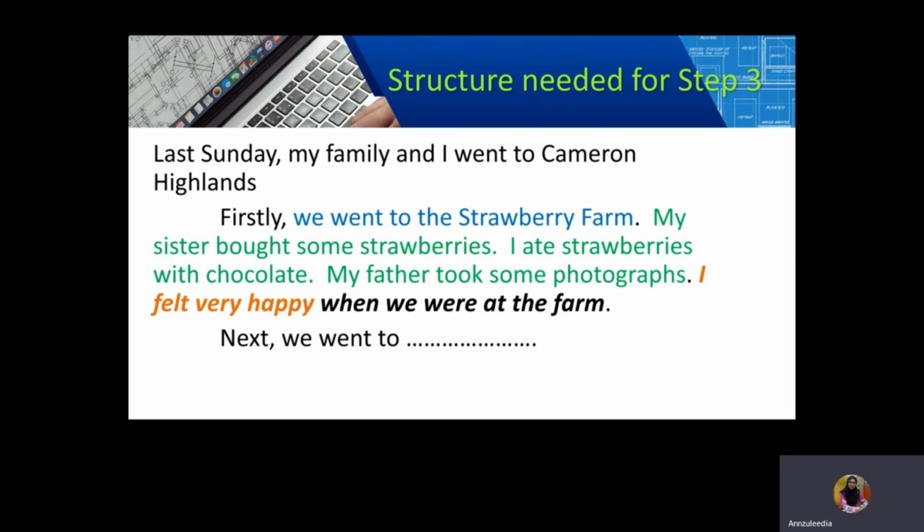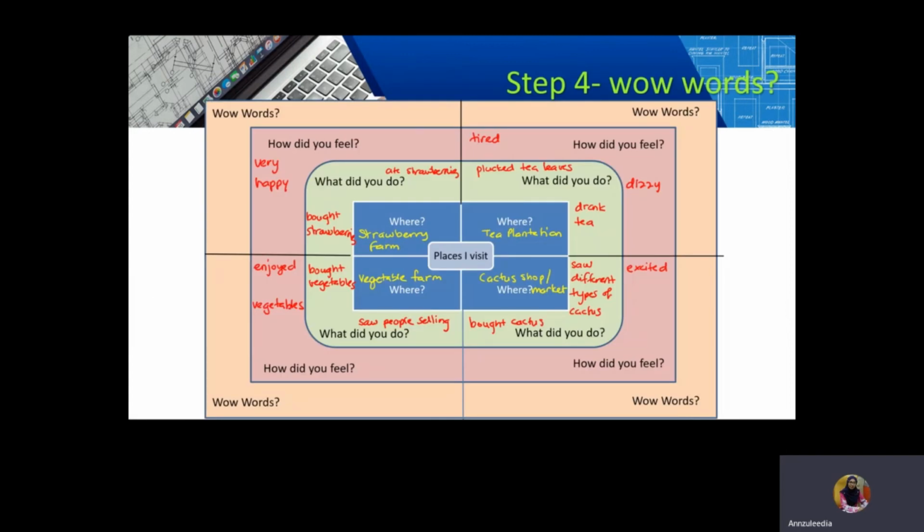Okay, right. Coming on to the last step, step 4, the wow words. Now, what do I mean by wow words? It's just basically adjectives or phrases or words that can enhance or make your essay better. Okay. So in this case, at the strawberry farm, what can we say? Maybe I felt great at the strawberry farm, or I had a marvelous time here.